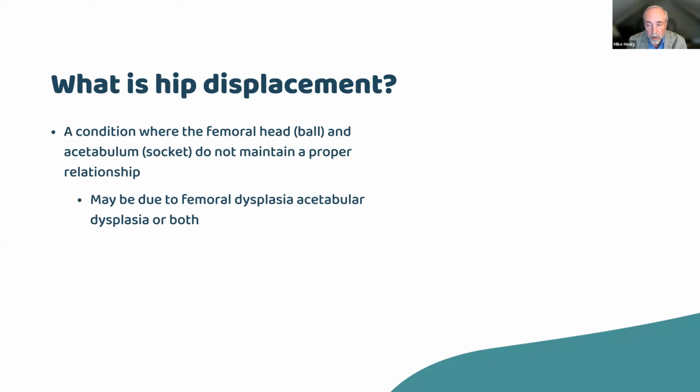That can be due to either femoral dysplasia, acetabular dysplasia, or a combination of both as they grow and, as we'll talk about a little bit, don't develop in the way that we would like for them to.